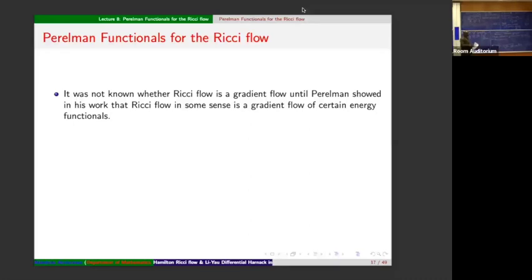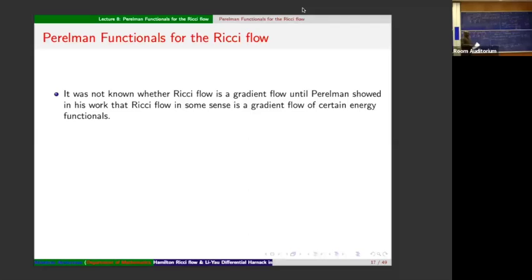Now we want to talk about what happened since the work of Perelman. He has three papers which provided the solution of the Poincare conjecture. The first is titled "The entropy formula for Ricci flow and its geometric applications." So he introduced two functionals.